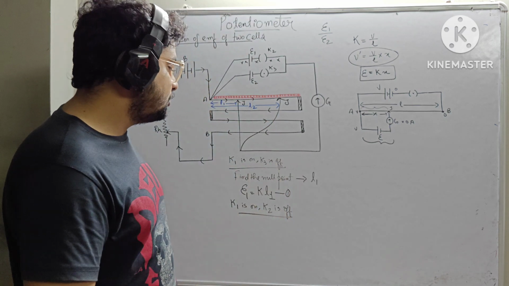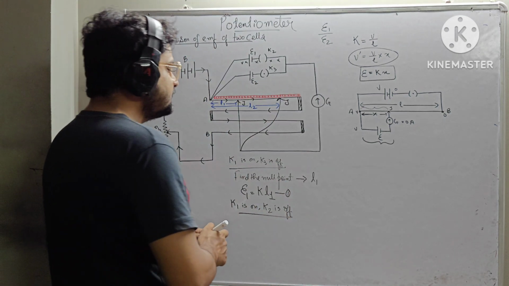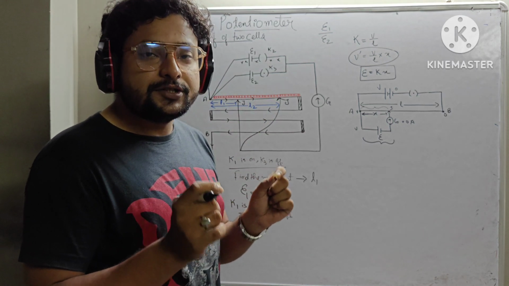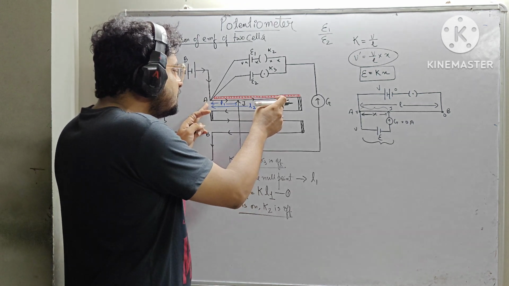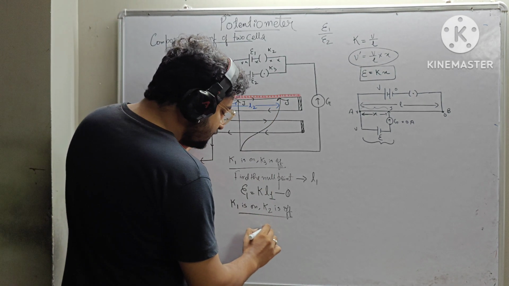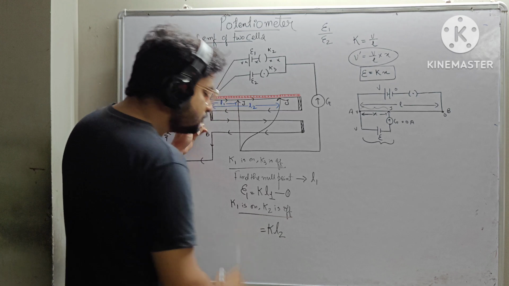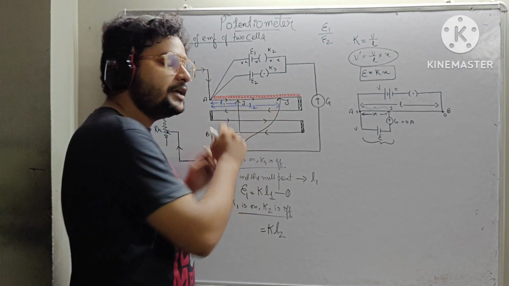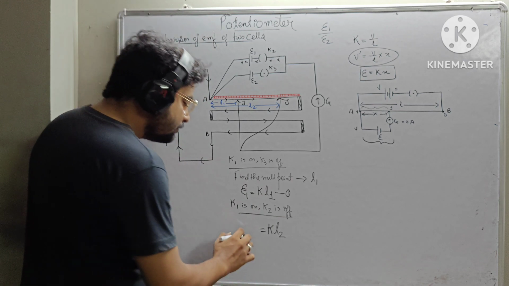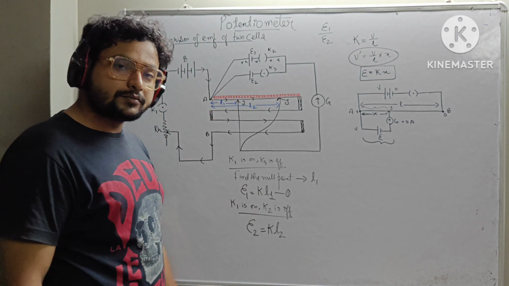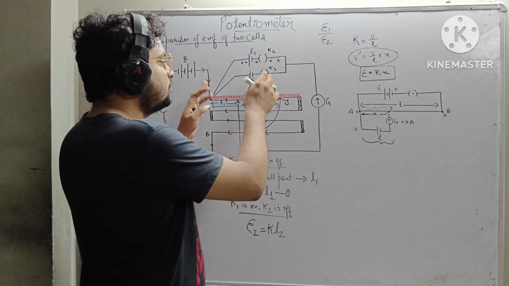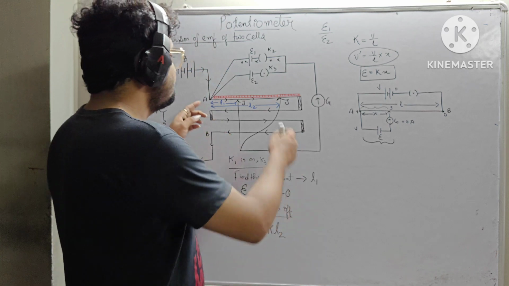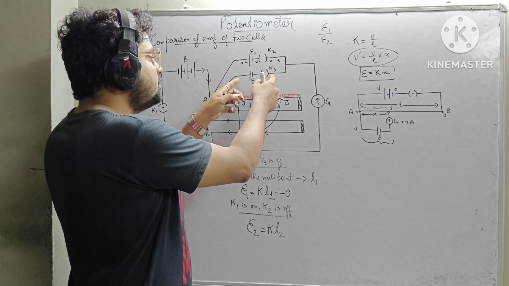Again, the same concept we are going to use. If you are getting the null point at a distance of L2, the potential difference between these 2 points will be K into L2. That only will be the EMF of the second cell, because the galvanometer will show zero deflection only if the potential difference between these 2 points is equal to the EMF of the cell.